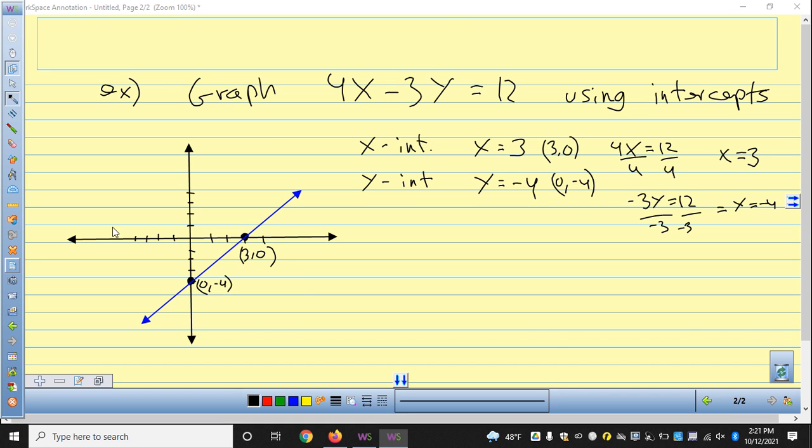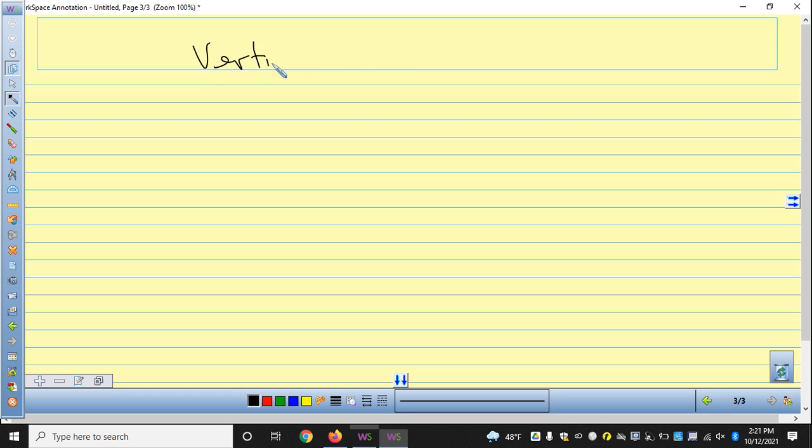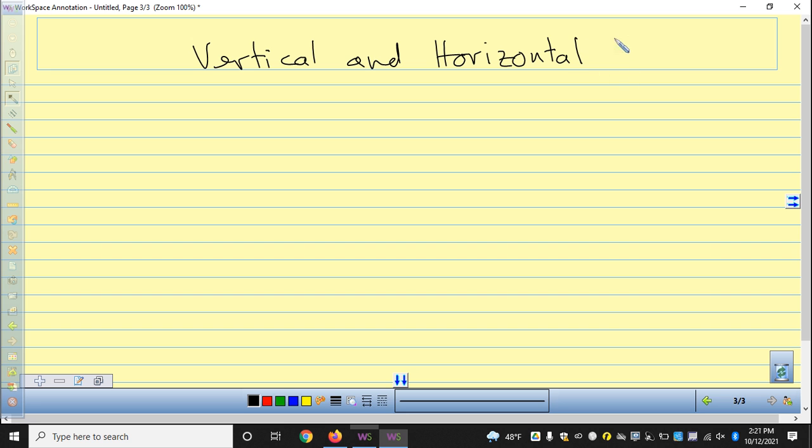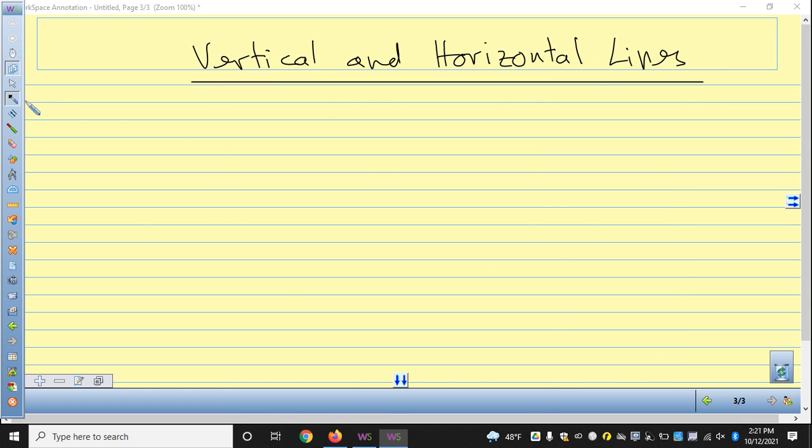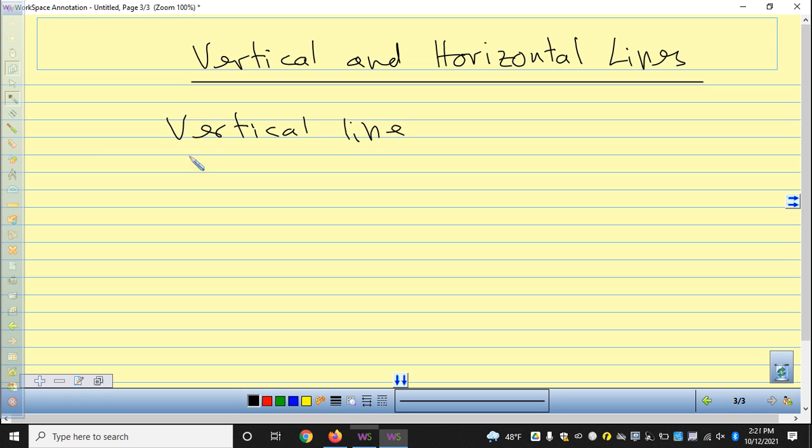All right, next thing, vertical and horizontal lines. And we've talked about these a little bit already. A vertical line will always look like x equals a number. So for example, x equals 5. X equals 5 is a vertical line.